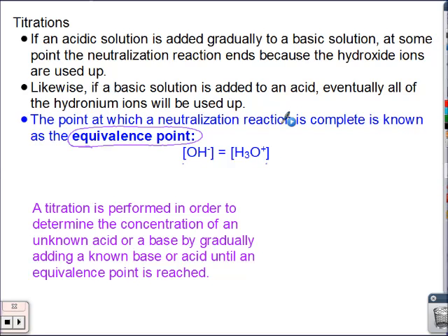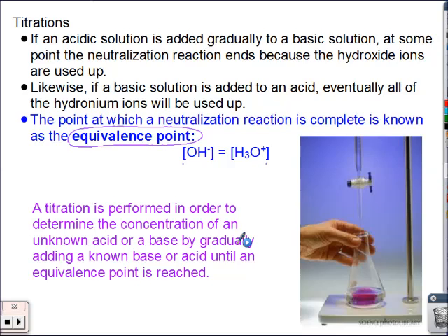I perform a titration when I have an unknown acid or unknown base and I want to figure out what it actually is. What's the concentration of that? When I do that, I can find the equivalence point, usually by looking for a color change. And the solution will change colors when I use an indicator.